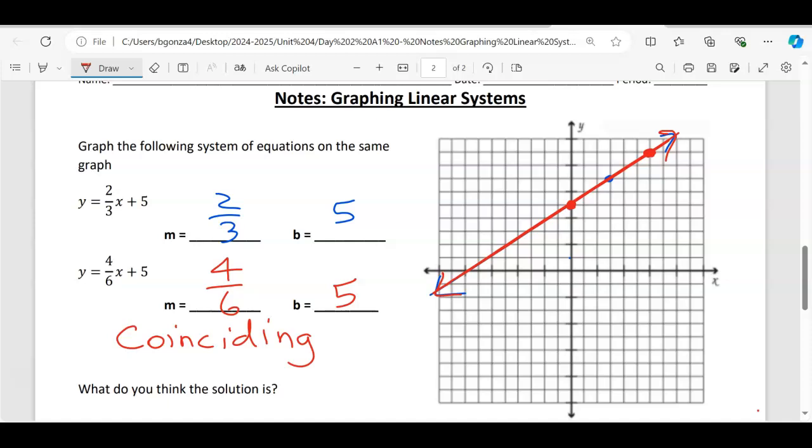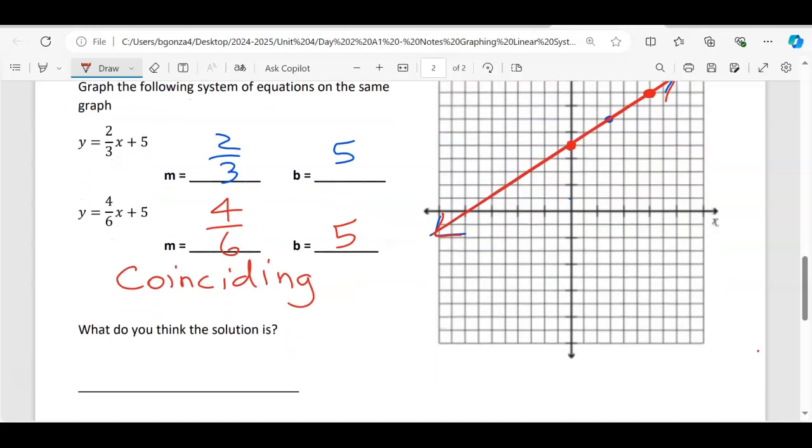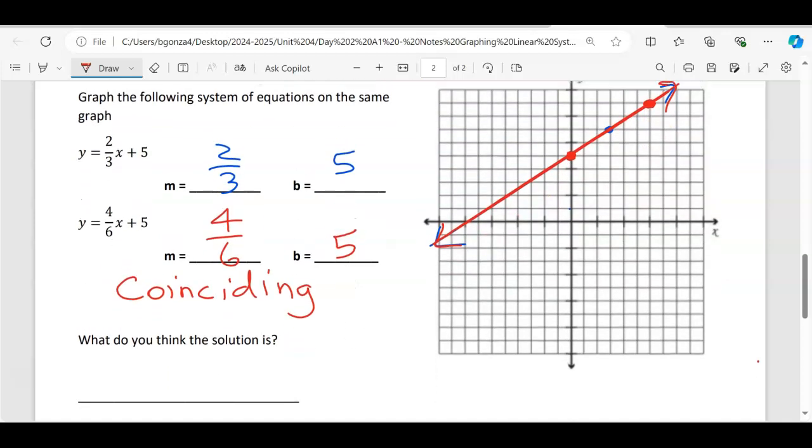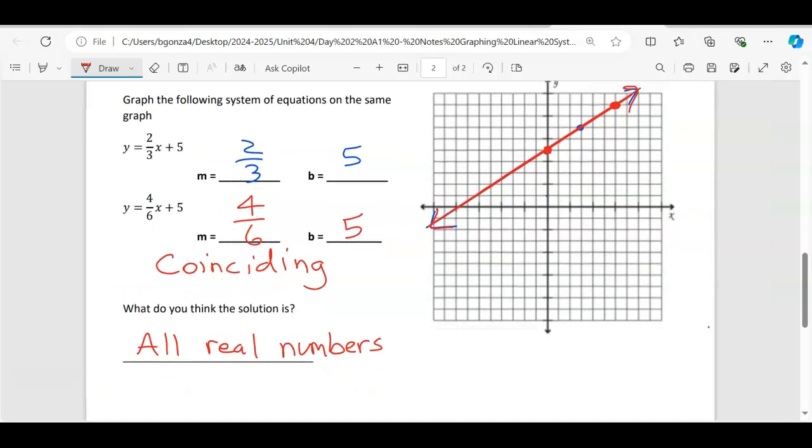Okay, now here's a question. We said, hey, there's a point that they're touching. What do you think the solution is? Is there any place that they're not touching? No. Or to say it another way, everywhere on the line, it's intersecting because it's always overlapping, right? So how do we say this? What is the solution? You would say it like this: all real numbers. Doesn't that make sense? That if it's always intersecting, it's all the numbers you could ever think of.